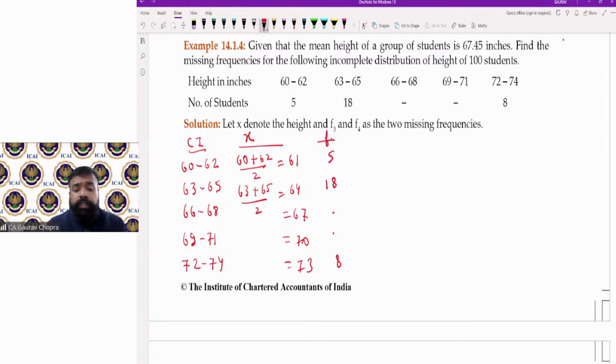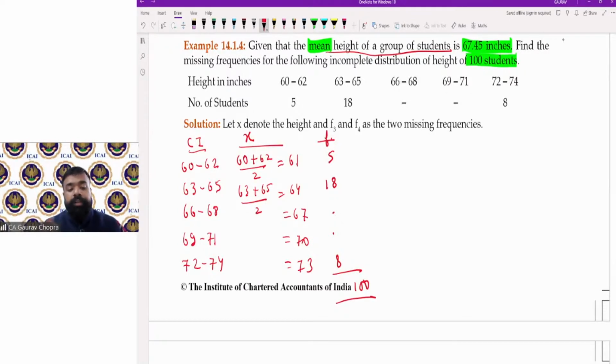Now, the question says the mean height of a group of students is 67.45 inches. So mean is already given in the question. Find the missing frequencies for the following incomplete distribution of height of 100 students. So in total, there are 100 students. So the total of frequency is available. The total is 100.